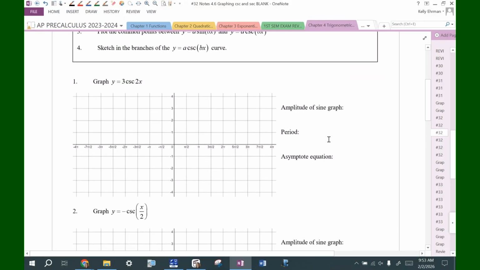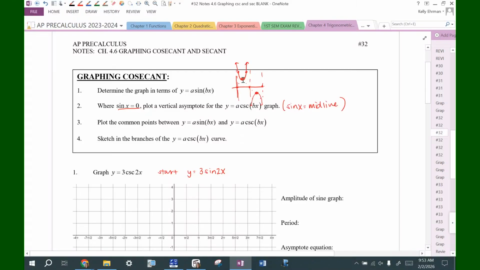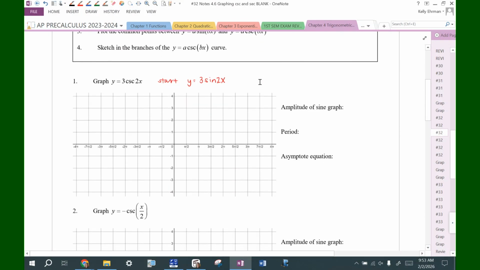All right, so let's take a look at this one. Graph y equals 3 cosecant of 2x. So start by graphing y equals 3 sine of 2x. Once you get the sine graph, that's where all of the work is, and then you're just filling in asymptotes and drawing branches.